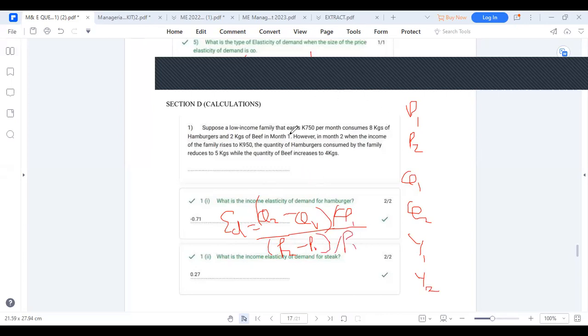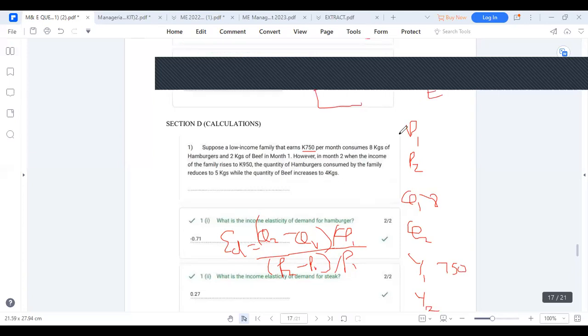So what is our 750? That is income 1. What is our 8 kgs? That is Q1. What is our 2 kgs? So we have 2 goods here: hamburger and beef. So we need to specify the details for hamburger, the details for beef. So hamburger is here and beef is there.